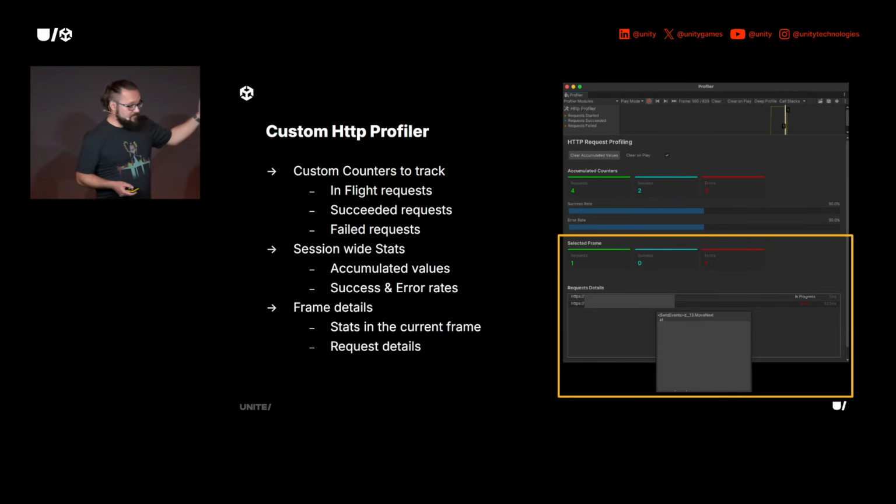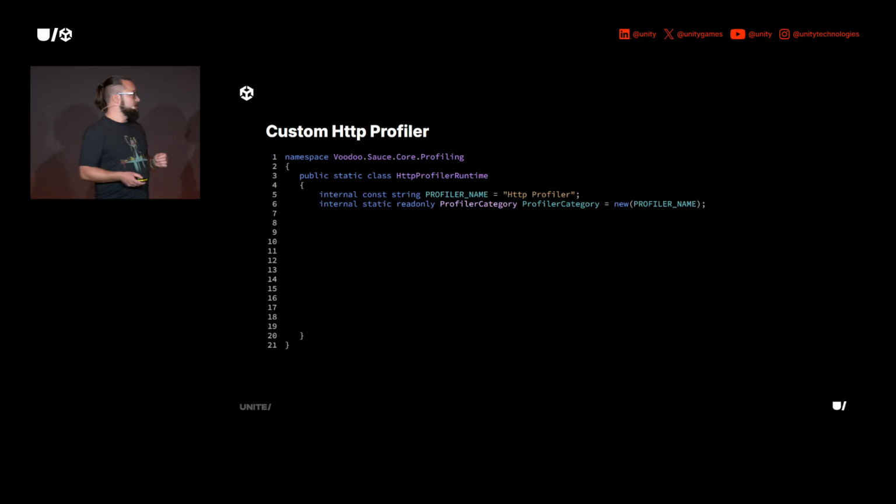You can add the data that you like. This is just for the purpose of the talk. So starting with the runtime part of the profiler, you have to create basically the category, so that you can find your runtime profile and you see it in the editor itself.